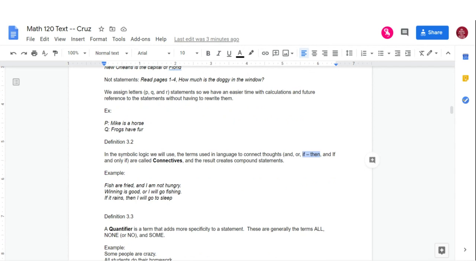So, for some examples, fish are fried and I am not hungry. See, that's compound because it's got an and in there. Fish are fried would be one statement and I am not hungry the other. Winning is good, or I will go fishing. If it rains, then I will go to sleep. And as I said, those are the three main connectives that you'll use to put together statements. If and only if, you'll see it once in a while.